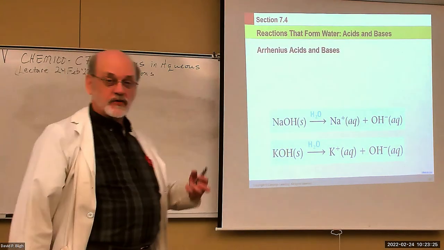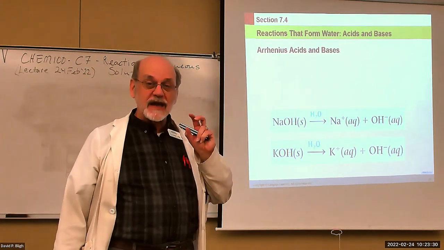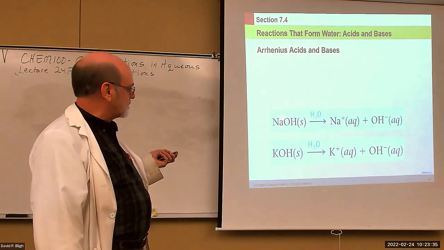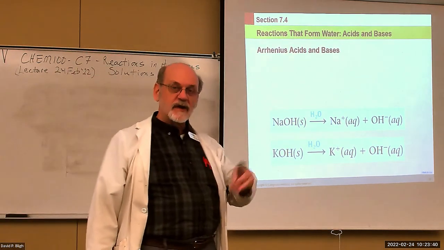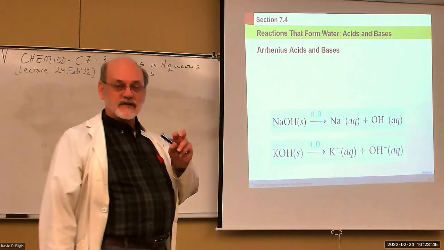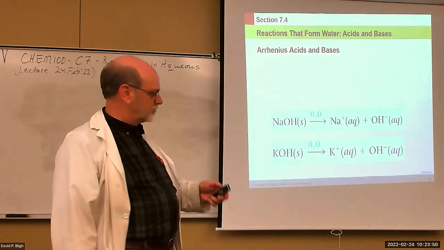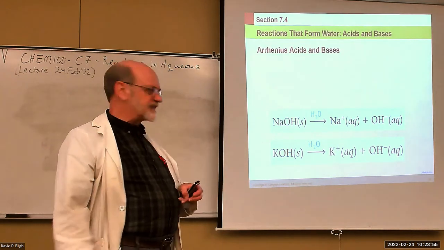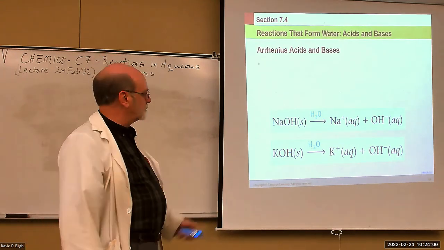A base, according to Arrhenius, has to have a molecule with a hydroxyl polyatomic ion in its structure. So sodium hydroxide meets that criteria. Put it in water, it dissociates into sodium and hydroxide ions. And the hydroxide is what produces the basic character of the solution. Sodium hydroxide completely dissociates. Potassium hydroxide completely dissociates. They're both strong bases.